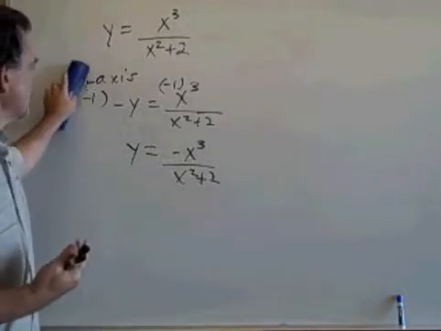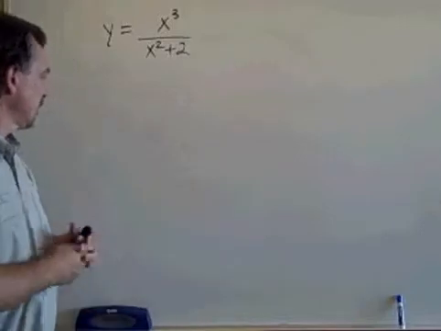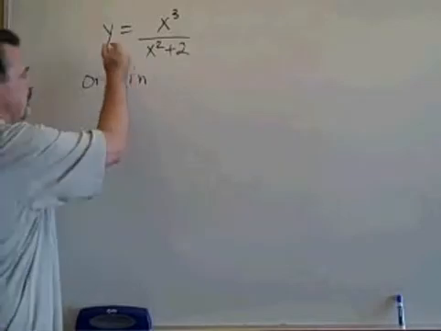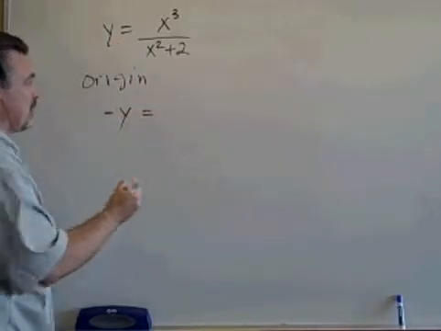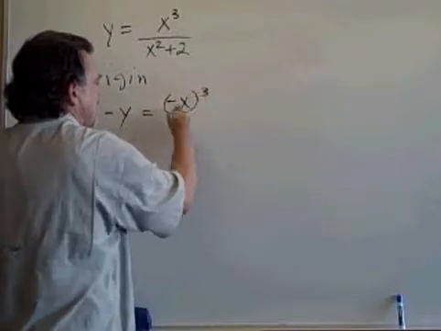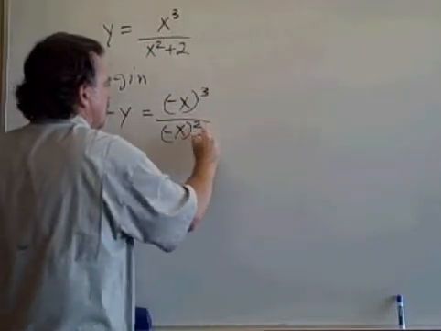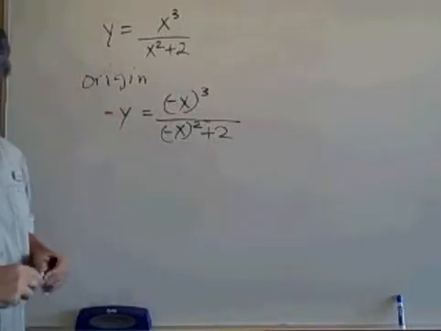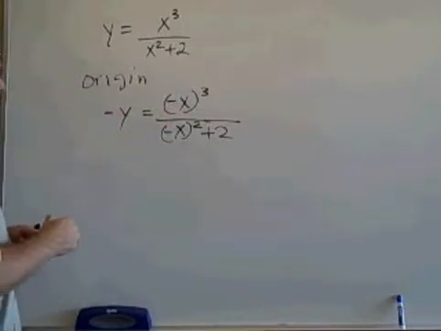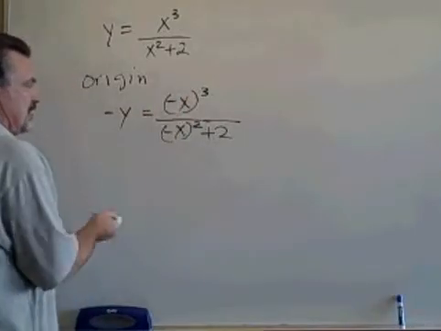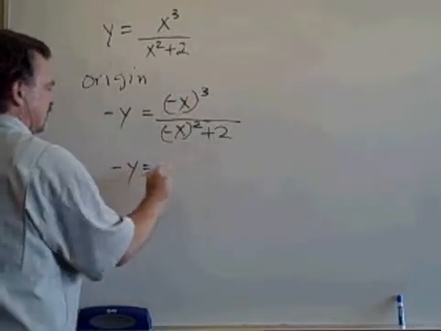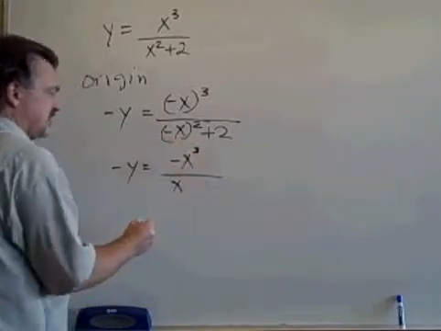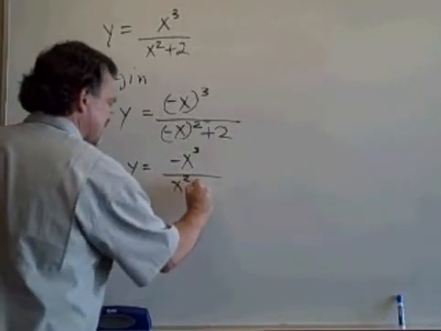Let's try testing for symmetry with respect to the origin. When we test for symmetry with respect to the origin, we replace y with minus y, and we also replace x with minus x, and see if we can get back to the original equation. Well, we already saw what the cube of minus x is equal to. That's equal to minus the cube of x. And the square of negative x is the same as the square of x.